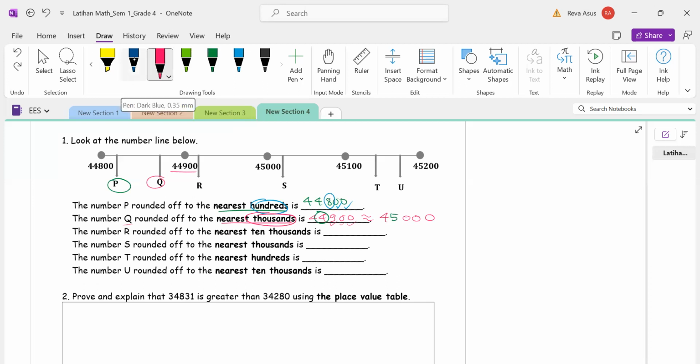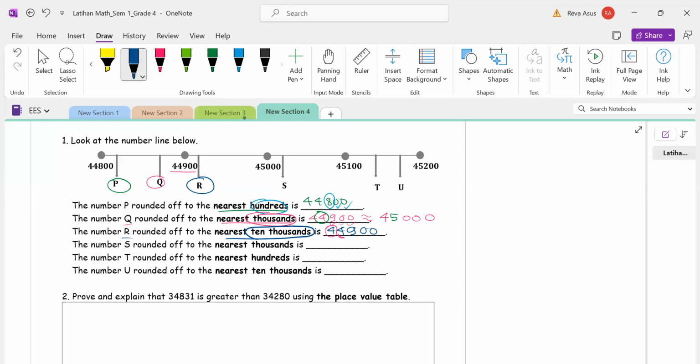And then the R. For the R, we need to round it off to the nearest 10,000s. The R is close to 44,900, so we can write 44,900. Which number is the 10,000s? It is exactly the 4 that I circled. Does the 4 change or not? It does not change, because after the 10,000 comes the 1,000. The 1,000 is 4, which is less than 5. So the 10,000 doesn't change.